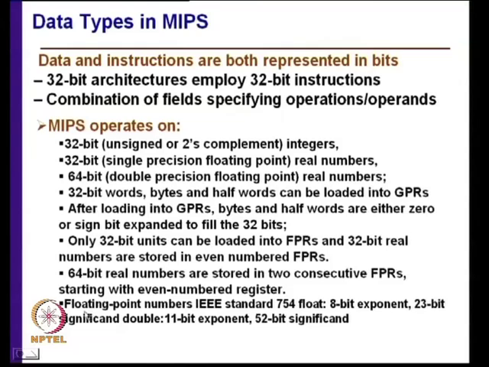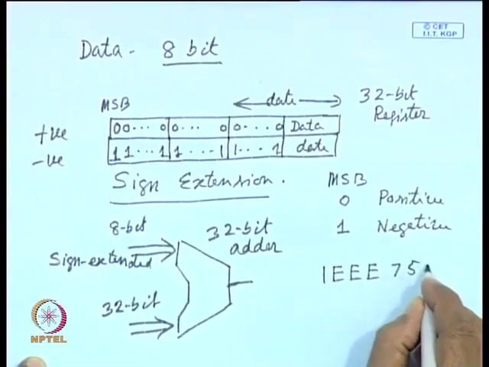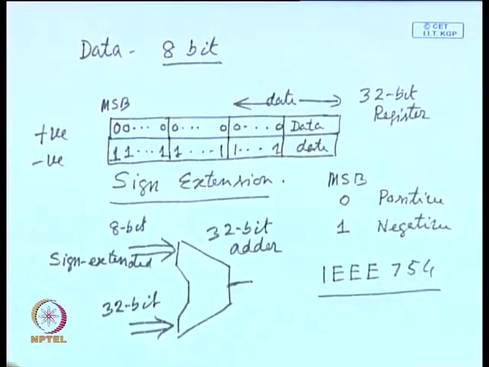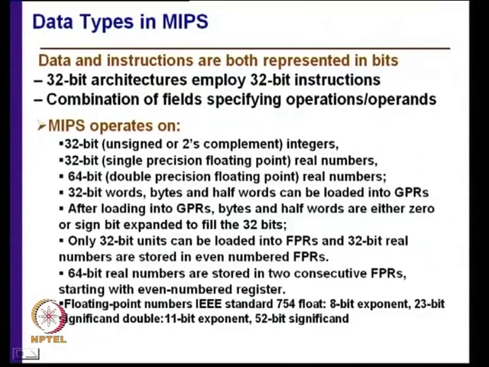And there is some convention for representing floating point numbers. This is known as IEEE 754 standard for representing floating point numbers. I request you to recapitulate this standard of floating point numbers. There you will see how it is used. For example, for 32 bit, that is single precision, it uses 8 bit exponent and 23 bit significand. And for double precision, it uses 11 bit exponent and 52 bit significand. So, that is how the floating point numbers are represented with the help of IEEE's standard 754 floating point number.